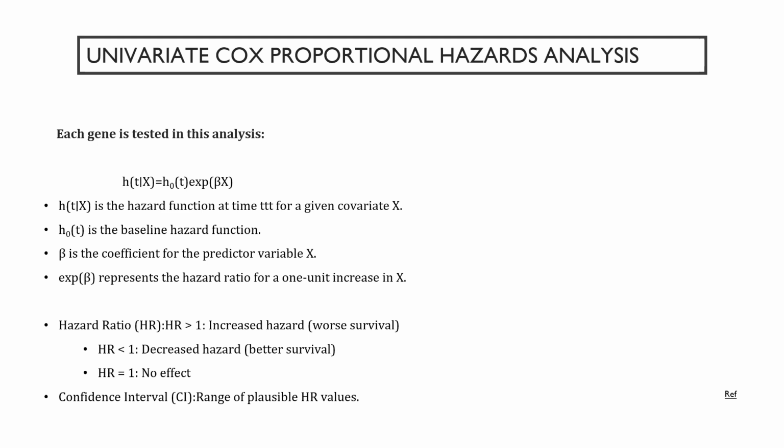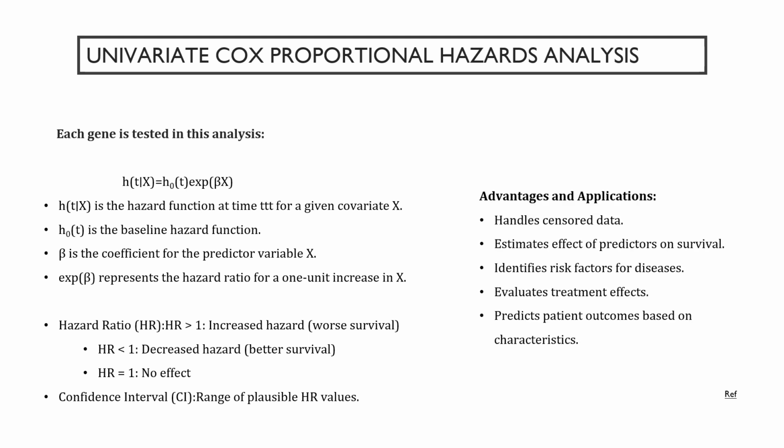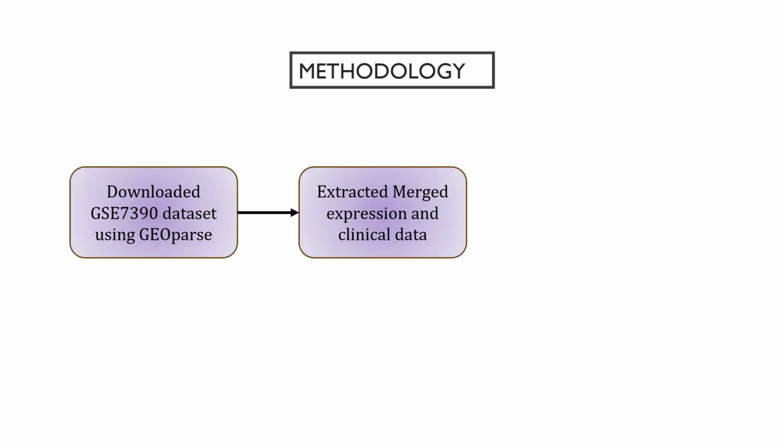The univariate Cox proportional hazards analysis is a statistical method to explore the relationship between survival time and one predictor variable, assuming the effect is constant over time. It has quite a few advantages and applications, including handling censored data, estimating the effect of predictors on survival, identifying risk factors for diseases, and so on.